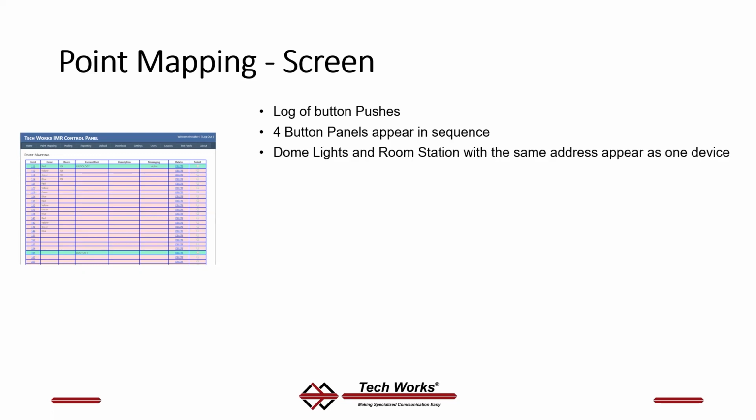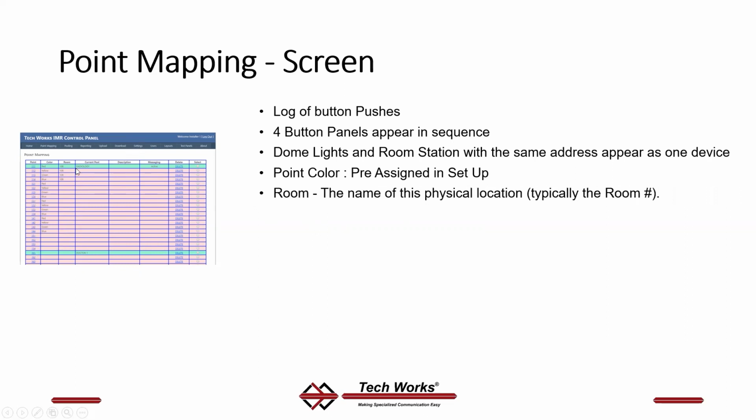Dome lights and room stations with the same address don't appear twice because they're all the same point to the system. The red light on the dome light is the same as the red light on the four button panel. The colors right here, see this column labeled colors? They're automatically labeled red, yellow, green, and blue if you set it up that way in settings. We'll talk more about that when we get to settings, but it'll automatically label these points if they're sequential. If you throw in a restroom or something like that that's not sequential, then it won't label it that way.